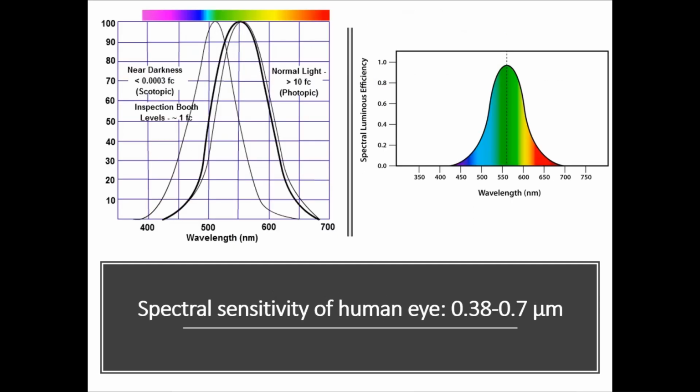So here we can see the spectral luminous efficiency for the human eye. You can see at what wavelengths the luminous efficiency for the human eye is highest. The brightest you will observe is at about 560 nm of wavelength, and that keeps decreasing, and beyond about 400 nm you cannot see, and beyond about 700 nm you cannot see. This is the only visible spectrum of the electromagnetic spectrum visible to the human eye. So the spectral sensitivity of the human eye is about 0.38 to 0.7 micrometers.